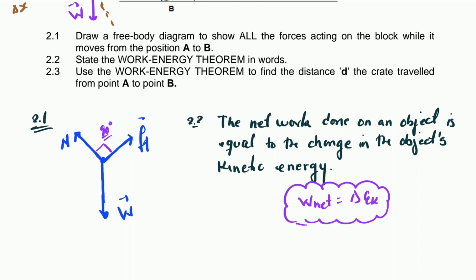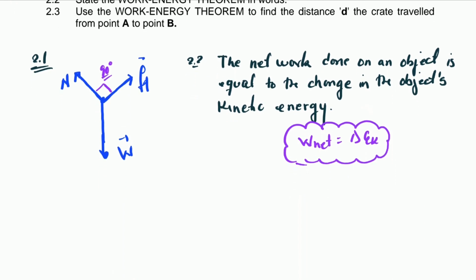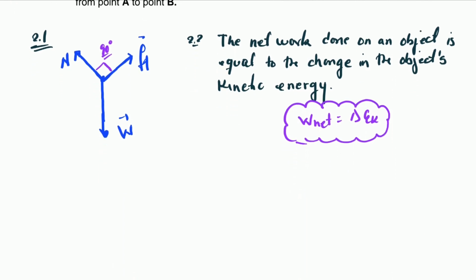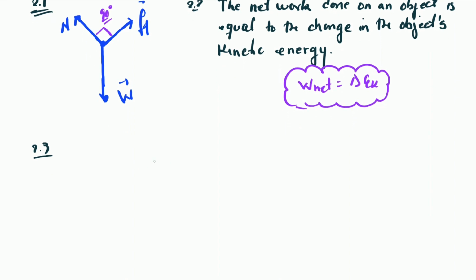Question 2.3. Use this work energy theorem to find the distance the crate travels from A to B. And now for this question, which is 2.3, we have to start with the work energy theorem before anything else. Net work is equal to change in kinetic energy, and then further on, if you want, you can break this one into parts. Net work, what forces are acting here?